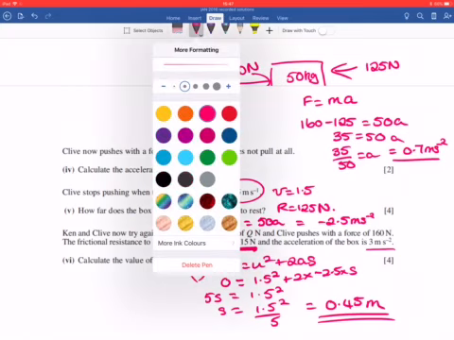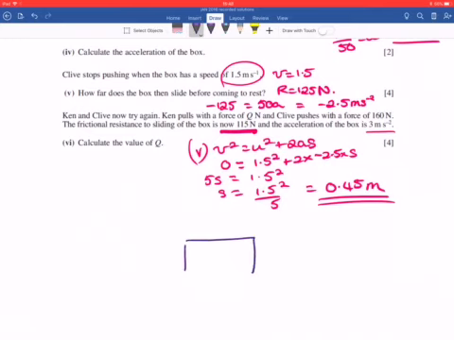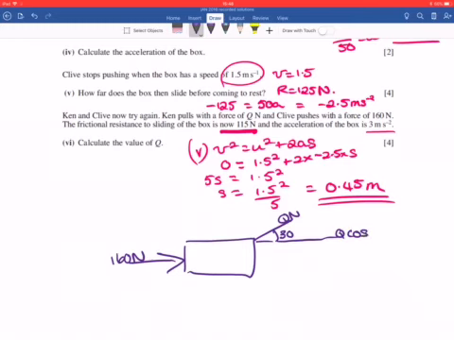Right, change my colour. So what have they said? Right, they've said Clive is pushing with 160 newtons. Ken, we don't know, it is Q newtons, and presumably it's still at 30 degrees, so this is Q cos 30. And they've said that the frictional resistance is now 115 newtons, and the acceleration is 3 metres per second squared.